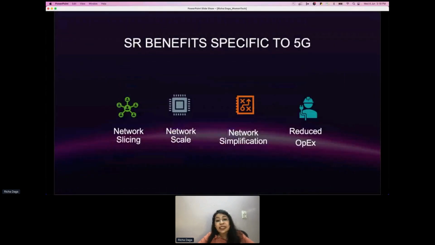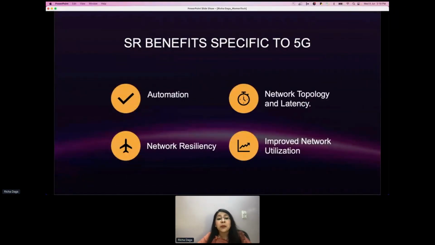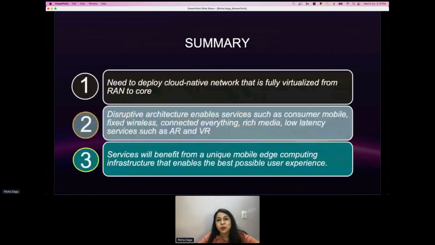So SR, that is segment routing, brought us a lot of benefits such as network slicing and addressing network scale. It simplified the network for us and reduced the OPEX. Other benefits are that it made the networks very resilient, providing fast rerouting and protection that is superior to the current levels of router protection. Network utilization improved because it helped us to effectively distribute load while guaranteeing bandwidth to mission critical applications. In terms of network topology, it enabled the multi-access edge computing use case.